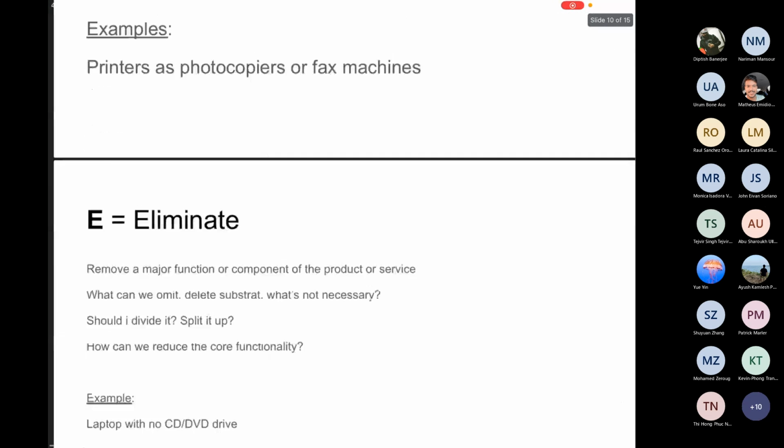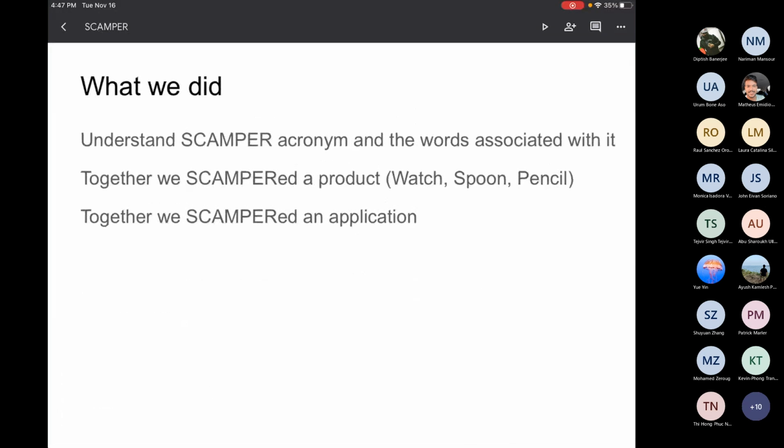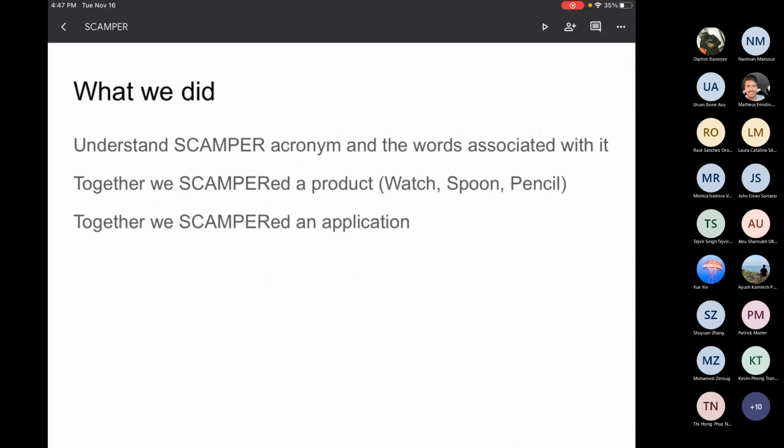So this is the Scamper method. And just to close on, this is what we went through. We understood how Scamper is used, when it is used, and how we can use each one of the letters of it. I was thinking to split into three different groups before, one for the watch, one for spoon and pencil, and I came up with a totally different one, the toothbrush. And together we scrubbed on an application. I hope it was useful for all of you.